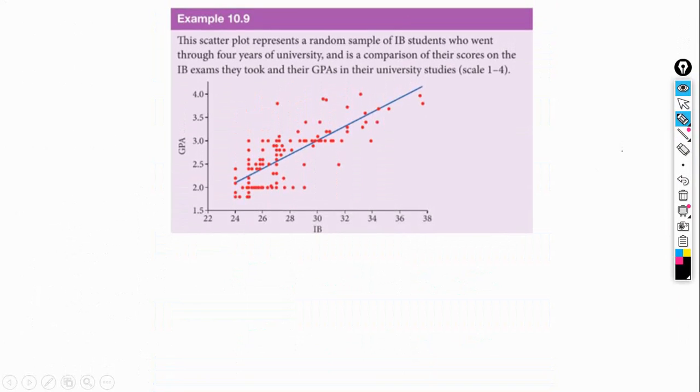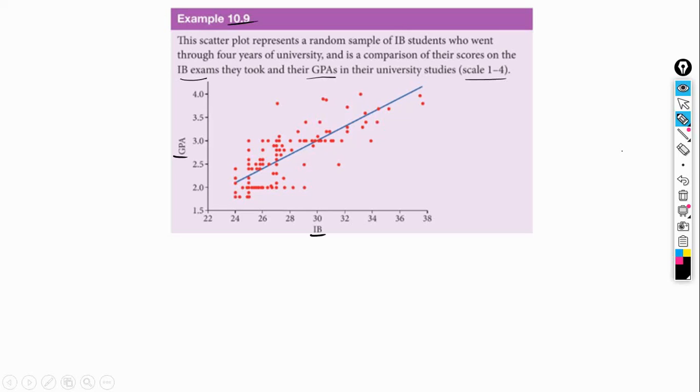Okay, so here we are in example 10.9, and it says, this scatter plot represents a random sample of IB students who went through 4 years of university and is a comparison of their scores on the IB exams they took and their GPAs in their university studies, scale 1 to 4. So in this case, the explanatory variable or independent variable is obviously the IB score, and the response variable or dependent variable will be the GPA.